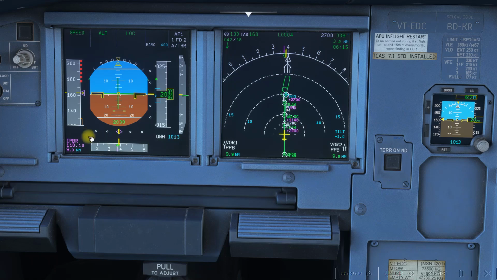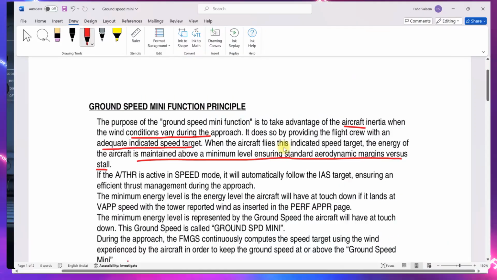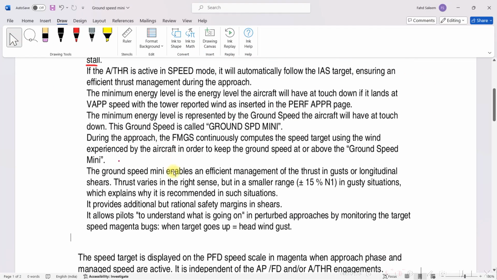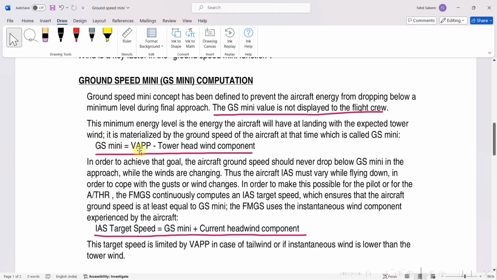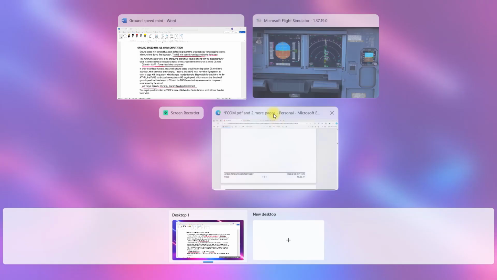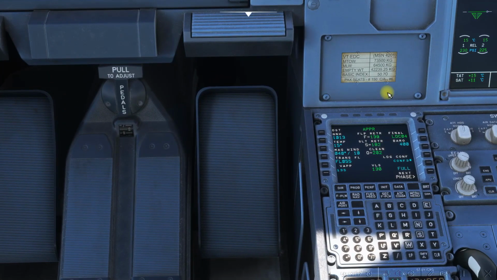To keep this safety margin in check, the Airbus has introduced the concept of ground speed mini. In ground speed mini, if you look at the formula, Airbus talks about computing the ground speed mini using the formula GS mini is equal to V approach minus tower headwind component. Let's have a look. So the GS mini is equal to the V approach. Today the V approach is 135 knots minus the tower headwind component. So the winds that we insert on the FMS are the ATIS winds or the ATC reported winds at the time of landing. So if you look at the V approach 135 and we subtract the headwinds of 10 knots, we get a GS mini value of 125 knots.